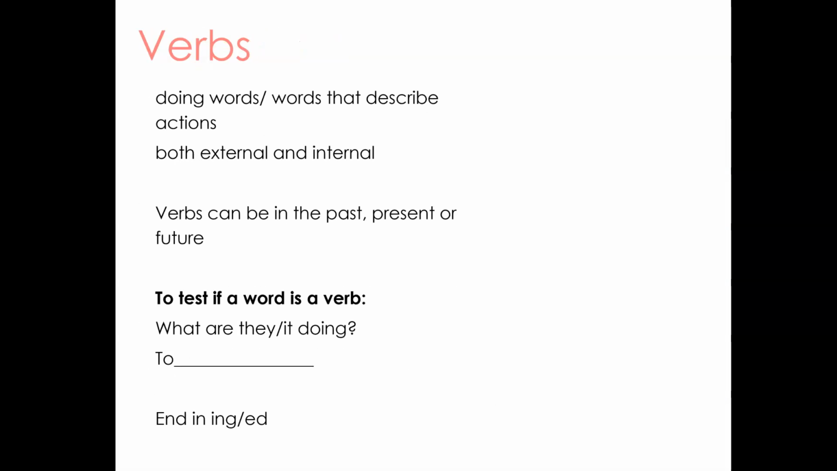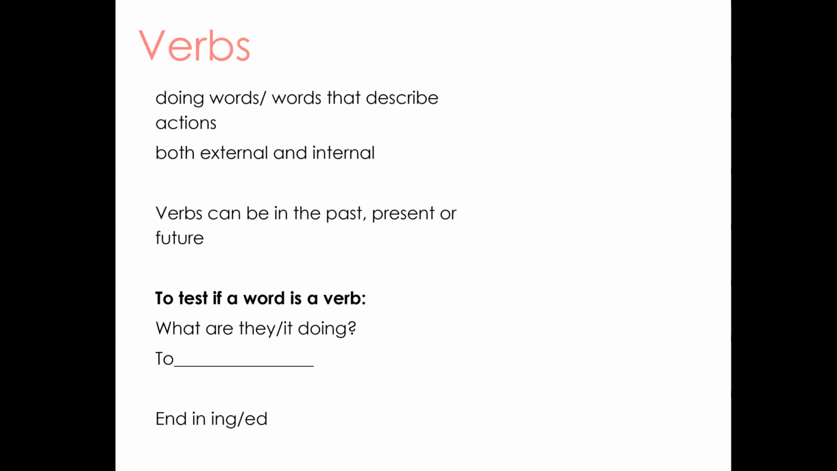Okay, on to our verbs. Verbs are doing words. Okay, they are words that describe actions. These actions can be both external and internal. To test if a word is a verb, it's worthwhile asking, what are they or it doing? If we can answer that question, then we have a verb.